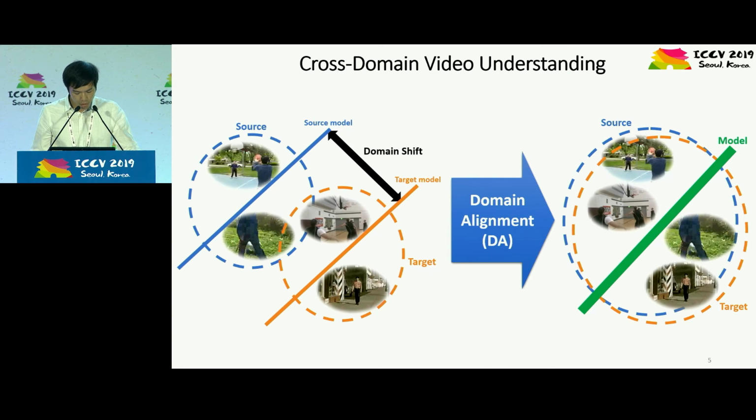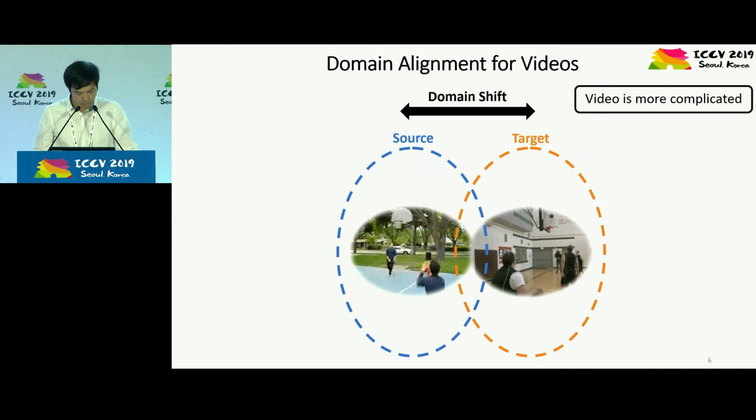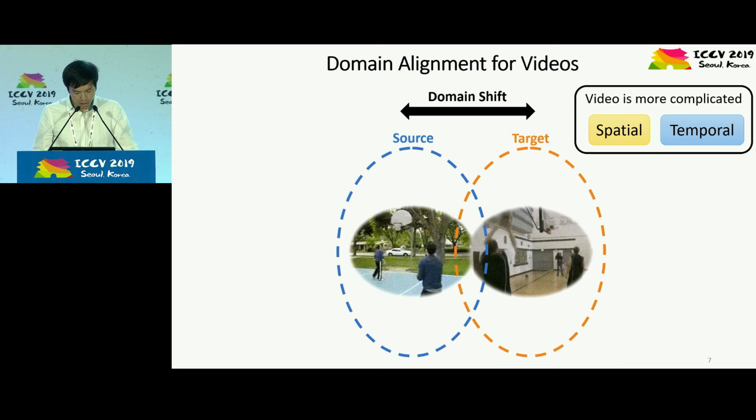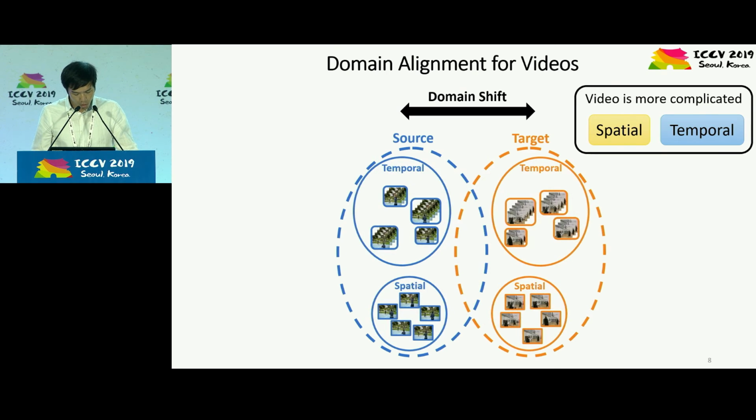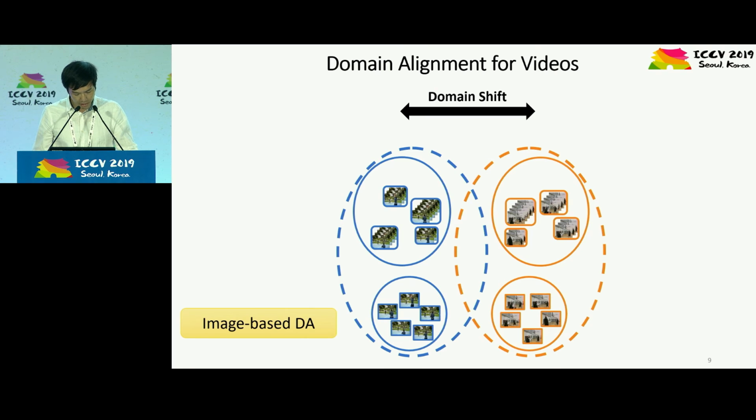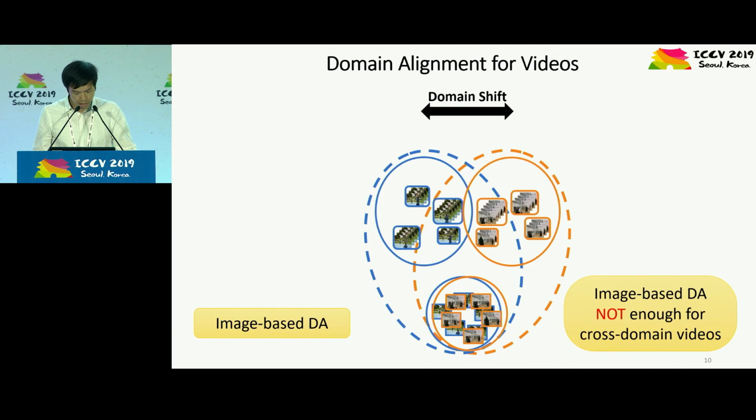There already exist many works dealing with cross-domain vision problems, but most of them focus on images only. Video is a different story, because video contains both spatial and temporal information, one within frames and the other across frames. By applying image-based DA, we can align the spatial feature space. However, there still exists domain shift in temporal feature spaces. Therefore, we need video-based DA to further reduce the overall domain shift.